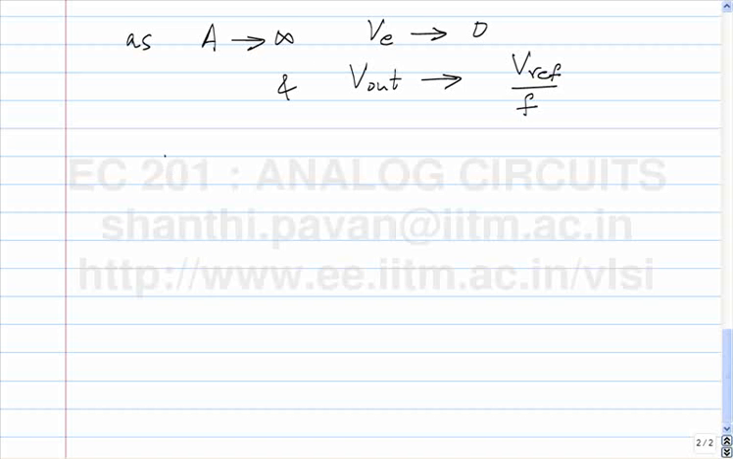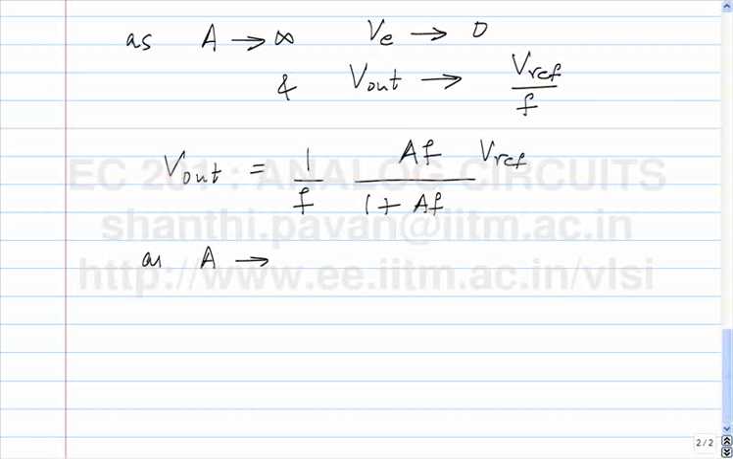So V out is basically A times V ref divided by 1 plus AF, which I can write as 1 over F times AF by 1 plus AF. As A tends to infinity, V out tends to 1 over F times V ref.